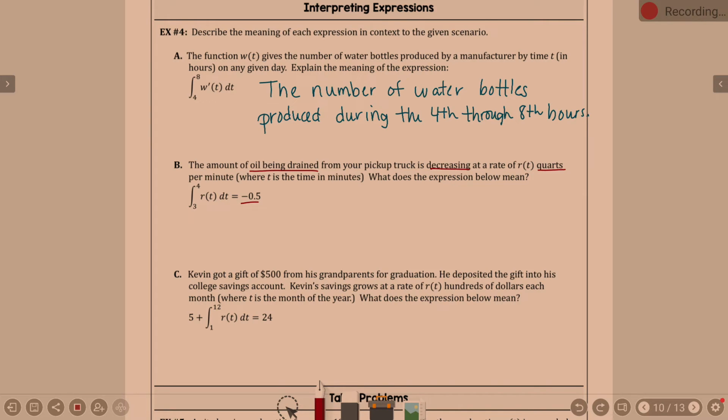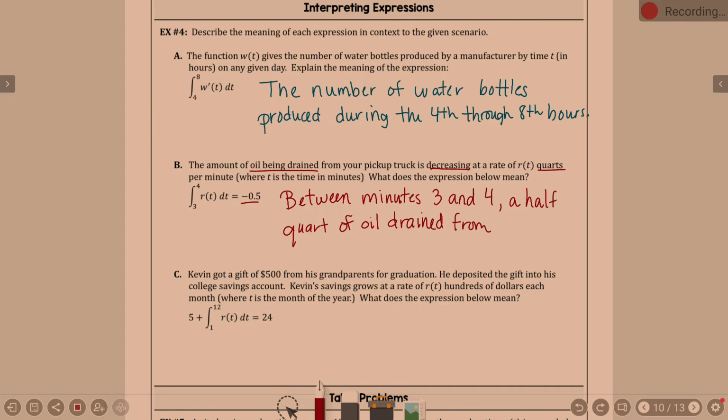There you go. Between minutes 3 and 4, a half quart of oil drained from the truck.